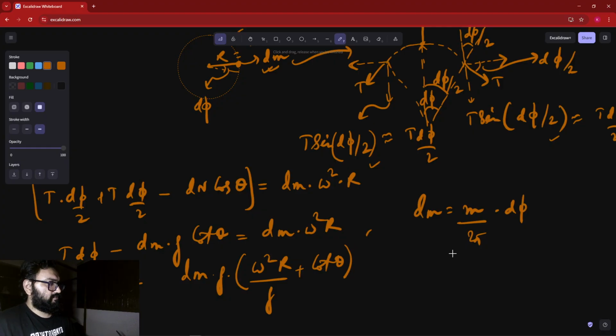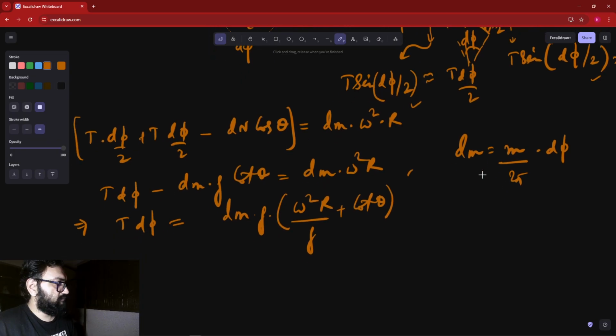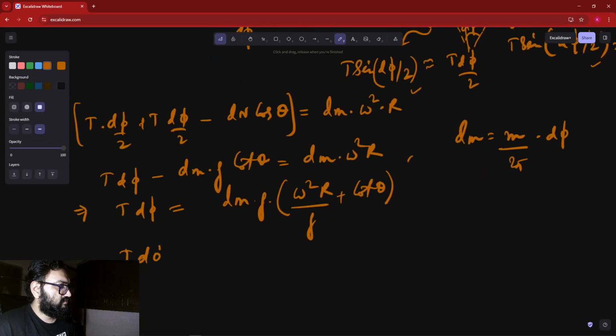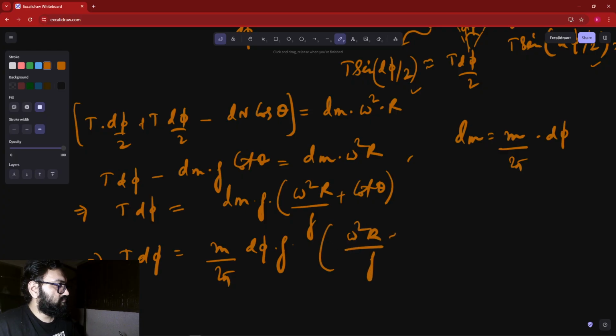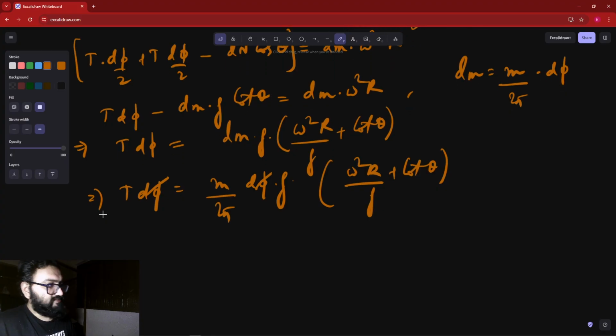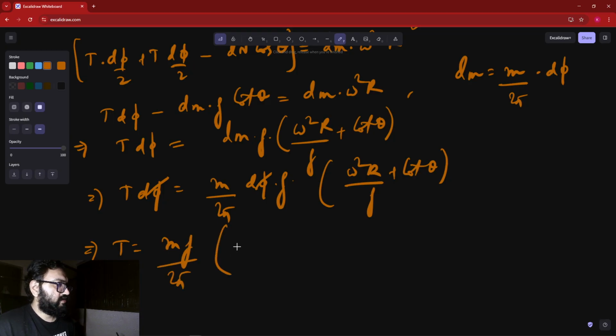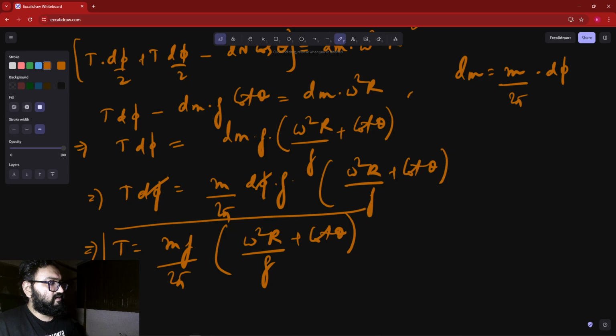Now dm can be replaced by m by 2 pi into d phi times g into omega square r by g plus cot of theta. d phi and d phi cancel each other off, and I get my t as mg by 2 pi times omega square r by g plus cot of theta. This is what my answer is.